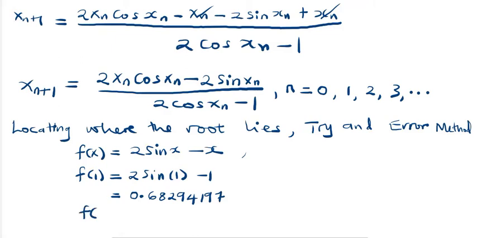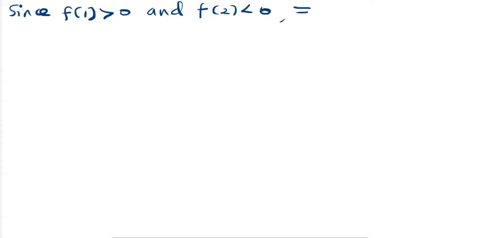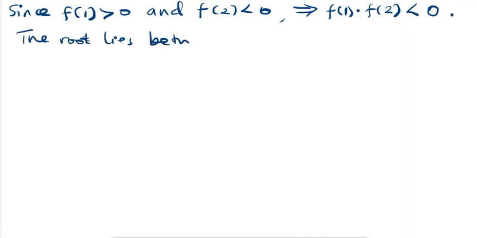Let's go on. f evaluated at 2 is going to be equal to 2 sine 2 minus 2, which is giving us a negative 0.181405146. Alright? Now, since f(1) is greater than 0 and f evaluated at 2 is less than 0, this implies that f(1) times f(2) is a value which is less than 0. Therefore, by sign change, the root lies between 1 and 2. Now, we have located where the root lies.